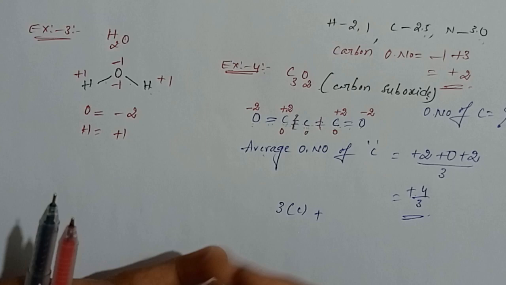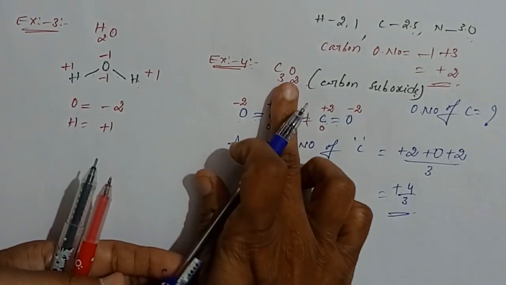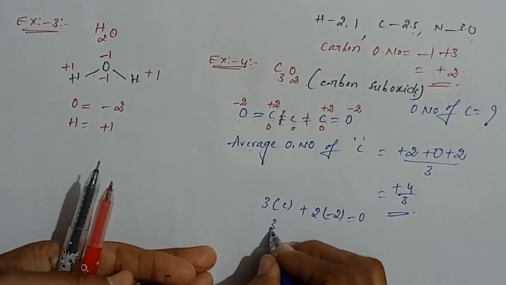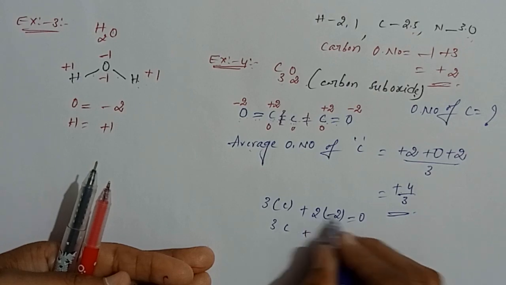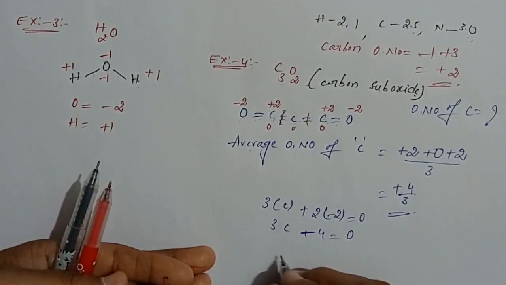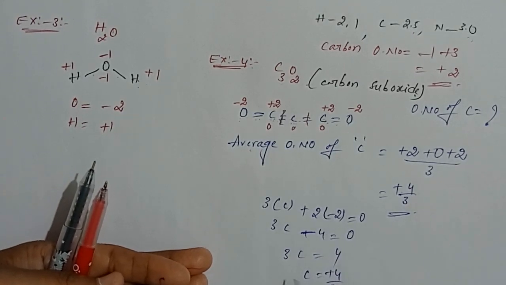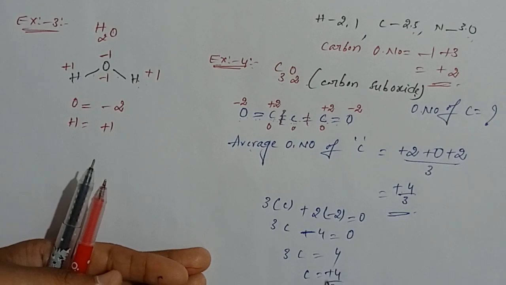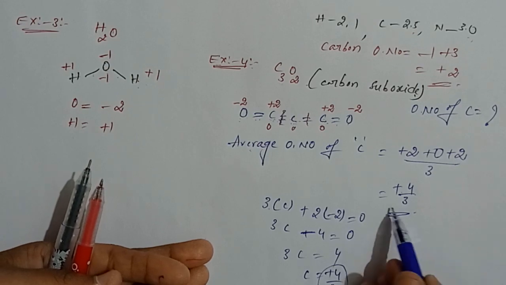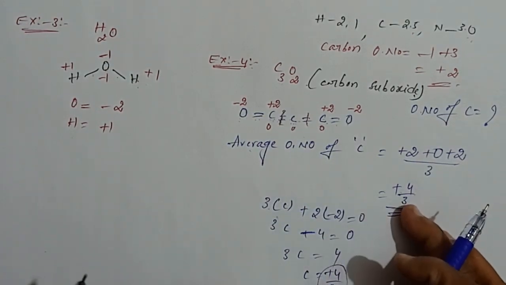Carbon oxidation number: I want it with 2 oxygens. Oxygen oxidation number is always at most -2, so 3C + 2 × (-2) = 0. That gives 3C - 4 = 0, so 3 carbons equal +4, and each carbon is +4/3. Whatever value we get through the formula is the average oxidation number of carbon, students. Are you clear?